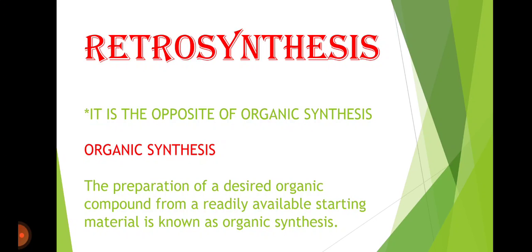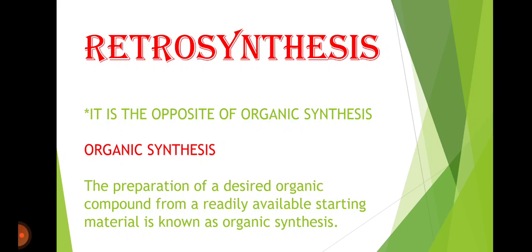But in retrosynthesis, what is going on? In retrosynthesis, they give us the C product, and from that we have to find out our reactant molecules, meaning from which path or from which compounds that compound C is formed. To know all this path is known as retrosynthesis.